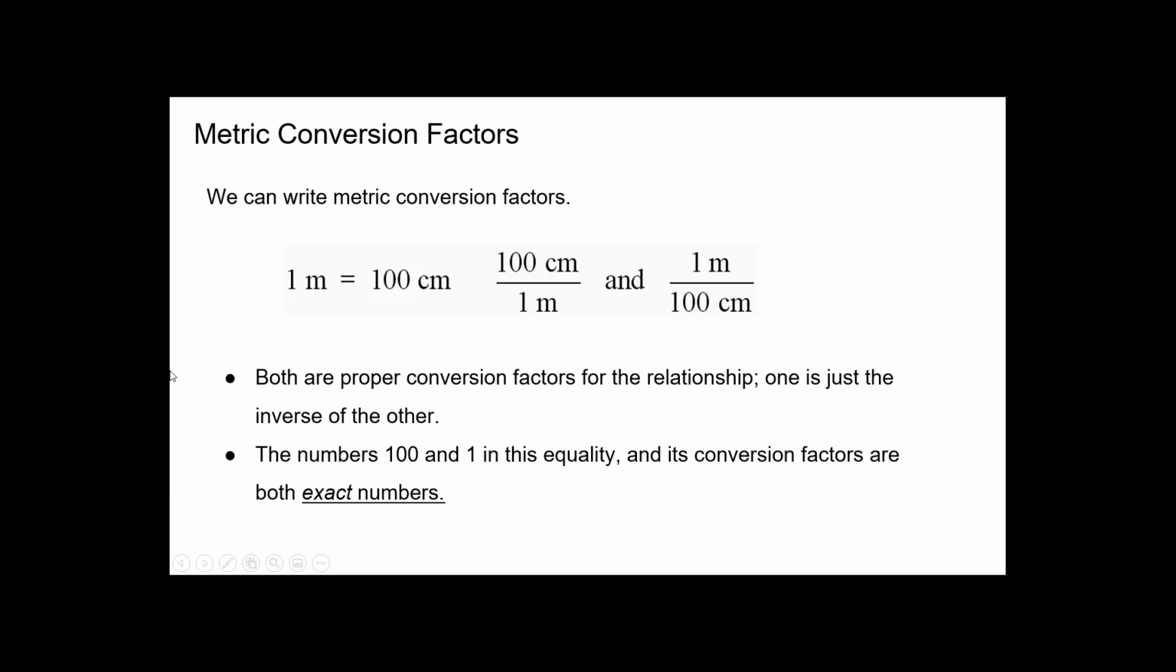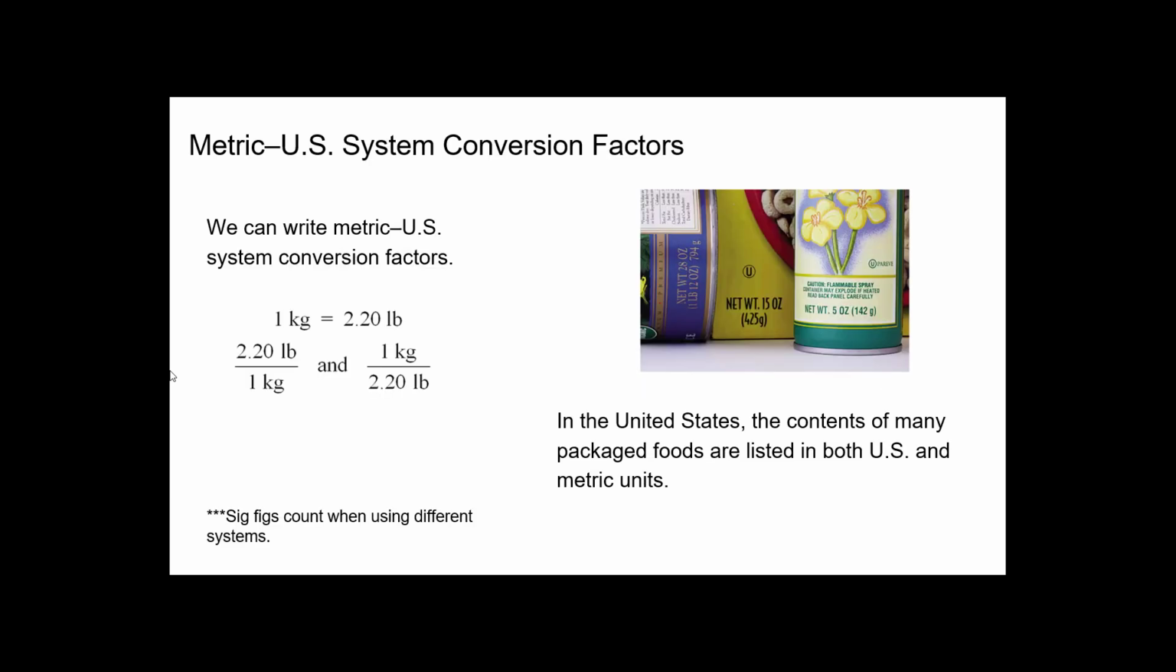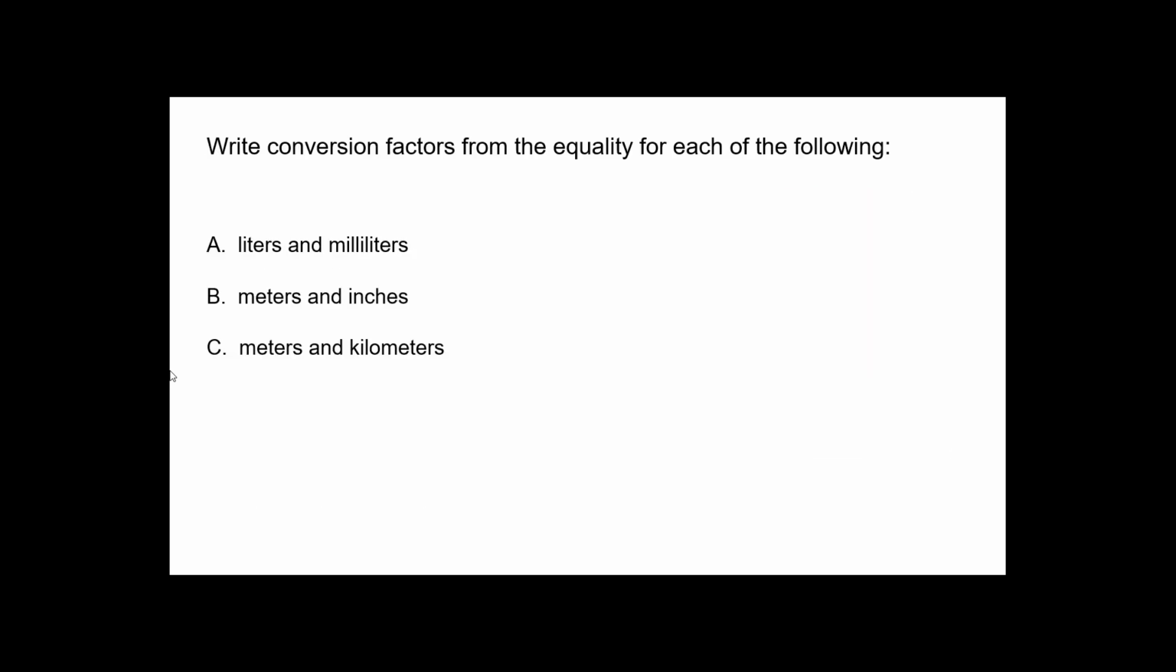So metric conversions, 1 meter equals 100 centimeters. So you set it up both ways and then you see which way works for you. But this is two equalities or two conversion factors in the same numbering system. So they're exact. We don't use them to count for sig figs in problems. This is one that will, again, US system and metric. So we would use the 2.20 to count towards sig figs, not the 1. All right, so write conversion factors from the equality for each of the following.